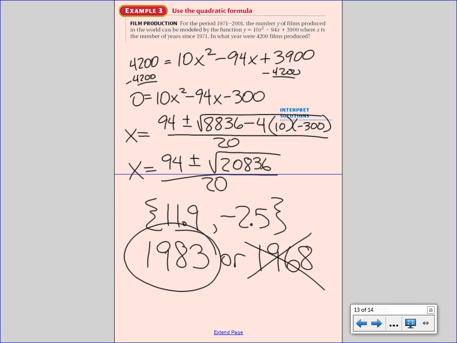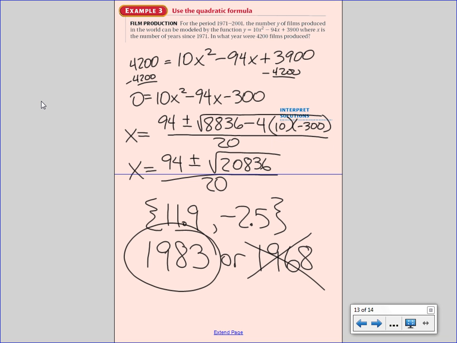And what would that mean in the context of this problem? I asked when it equals 4,200. If both of your answers are not in that set, then what would that tell you? It doesn't equal 4,200 in that section. Exactly. It may not ever equal that number in that range, and that's okay.